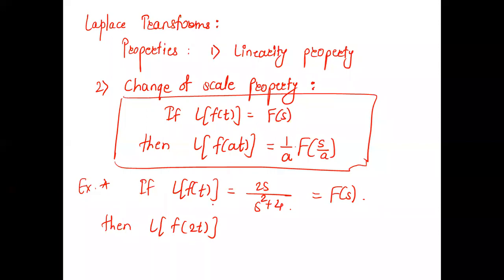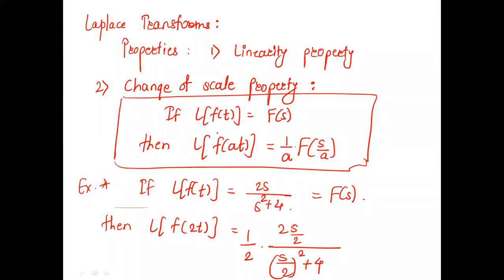And by this property, if t is at, wherever is s in f of s, everywhere s is replaced by s by a. So this is your f of s. In this f of s, s is changed by s by a. A is here 2, right? So in this I am replacing s by s by 2 everywhere. This is your f of s by a, and it is multiplied by 1 by a. A is 2, so into 1 by 2. Are you getting the answer?